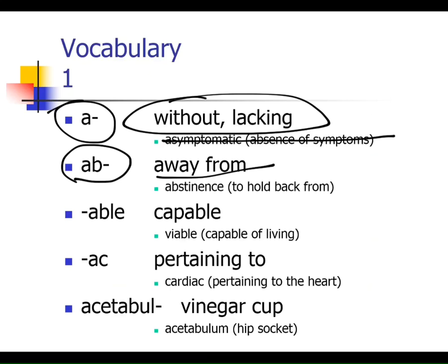Able, as a suffix, is capable. So something that's viable is capable of life. You will learn later that via means life. AC on the end of a word means pertaining to, so cardiac, pertaining to the heart. And acetabul, we'll see this term in the bone lab later on, but it literally means vinegar cup, and you'll see that the acetabulum is the hip socket that the head of the femur fits into in the pelvis. So just know that acetabul means vinegar cup. Okay, very literal, just know these.